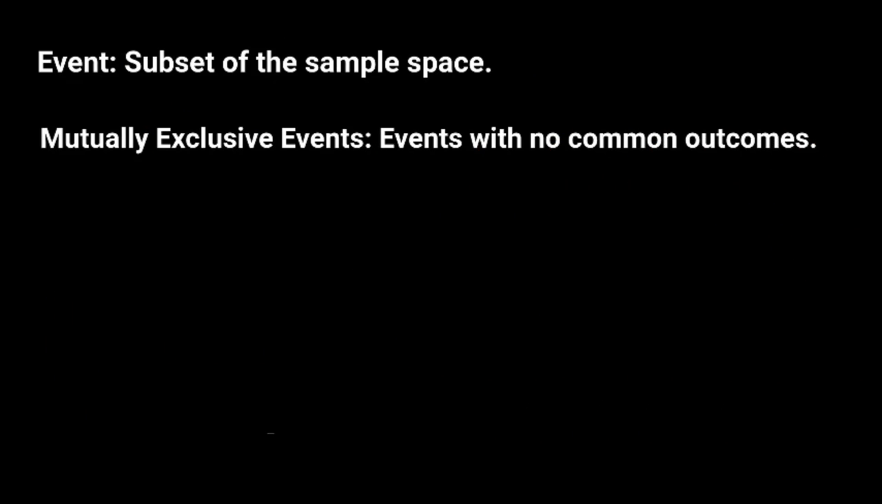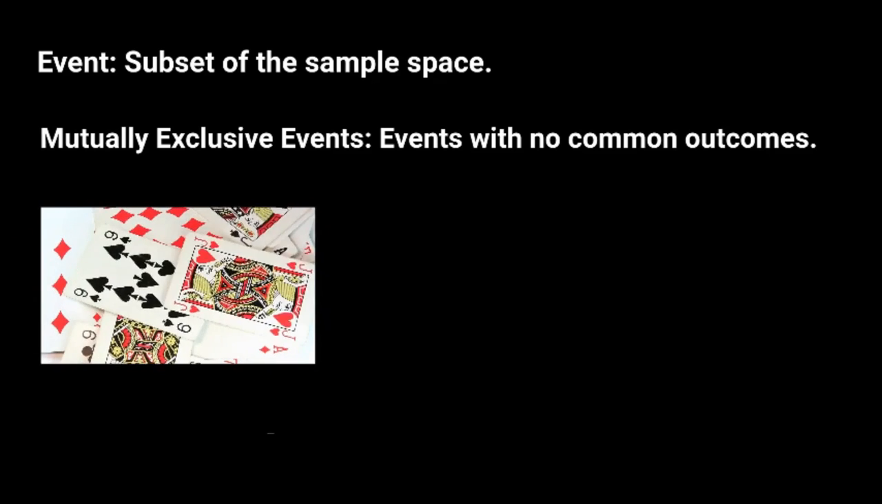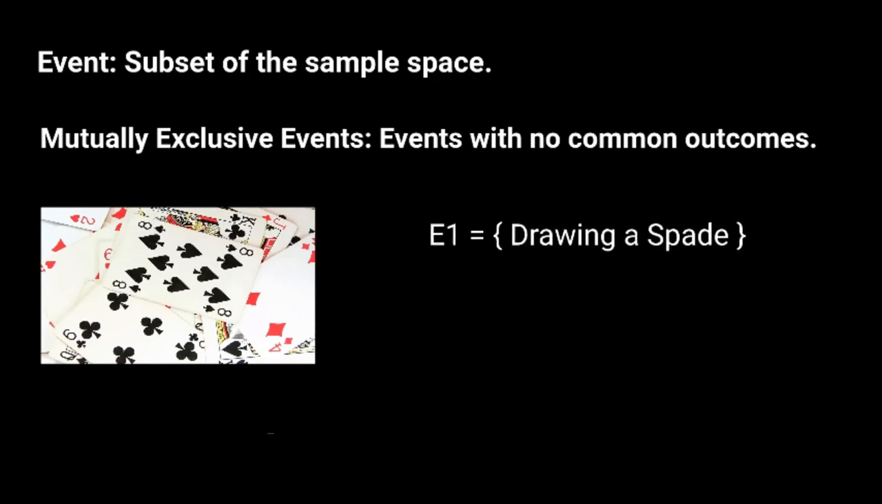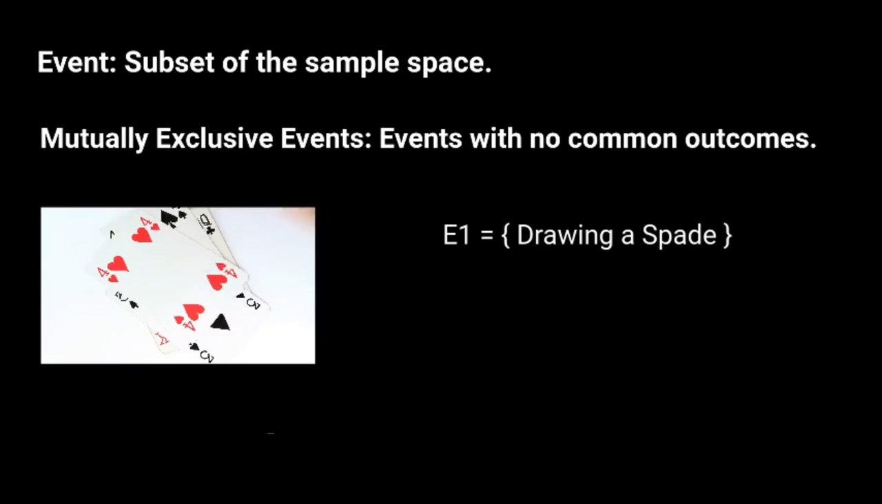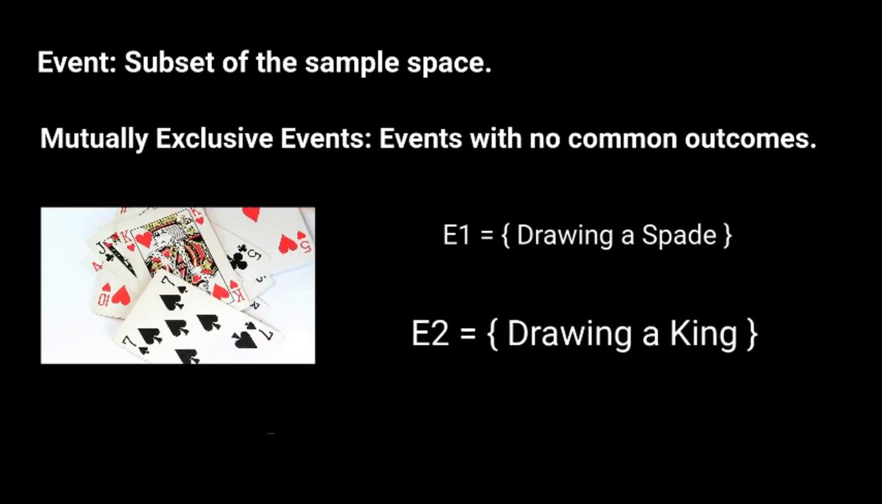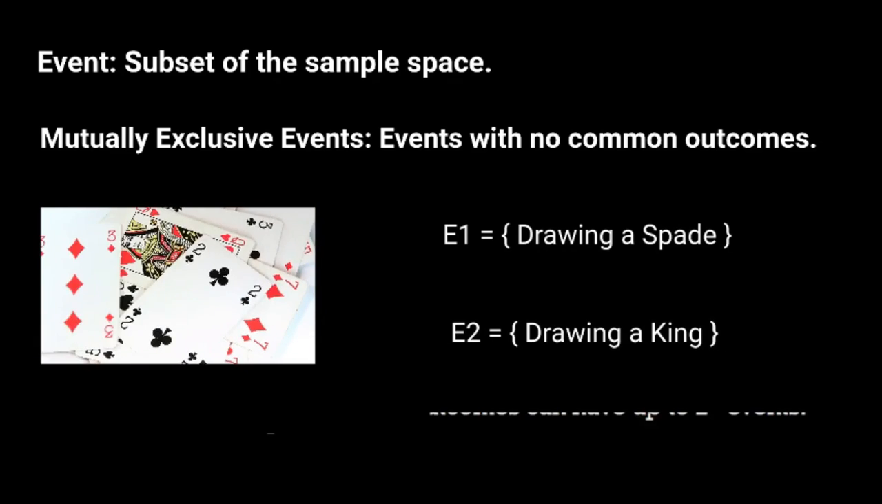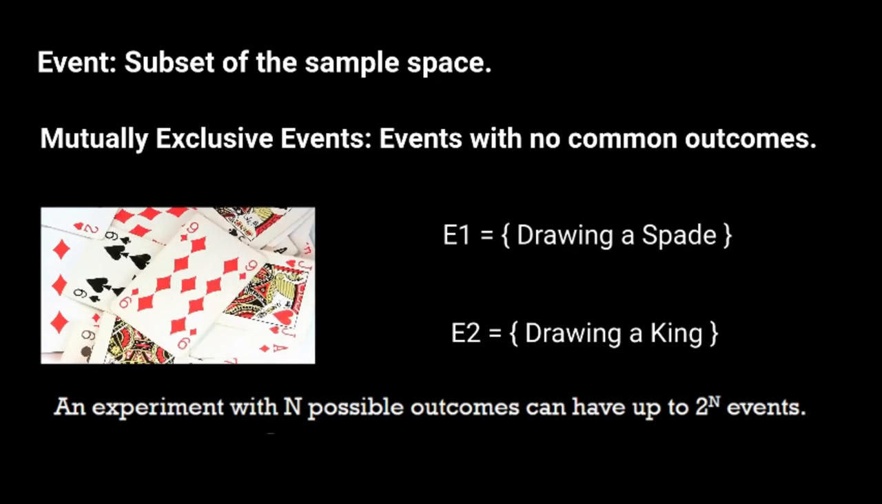An event can be defined as a subset of the sample space. If multiple events have no common outcomes, then they are called mutually exclusive. Consider playing cards as an example experiment, where the sample space is the set of total 52 outcomes. Here some example events are drawing a spade. This event is a subset of total 13 outcomes. Drawing a king. This event is a subset of total 4 outcomes. Make a note that an experiment with total n possible outcomes can have up to 2 power n events.